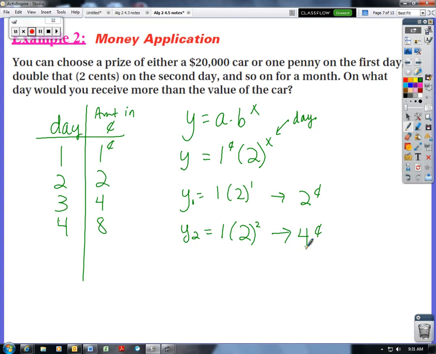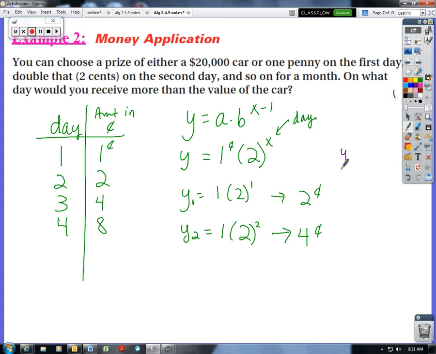So this equation needs to be adjusted a little bit because it's giving us the next one instead of the one we want. And the way to adjust this, if you haven't figured it out already, is we need to subtract 1 from the x. Because if we do that, let's test it that way.